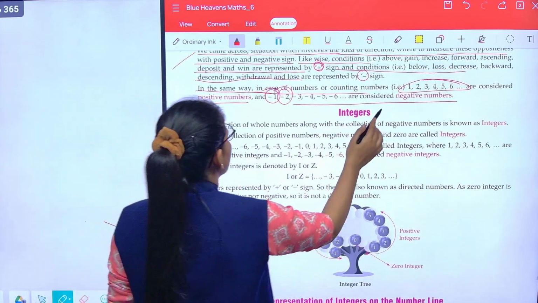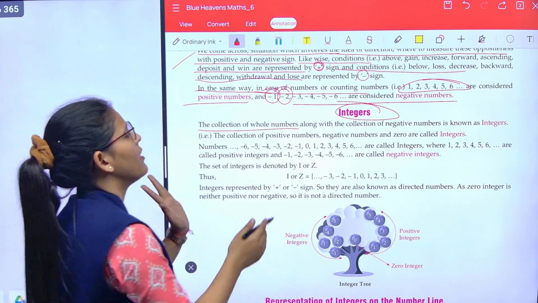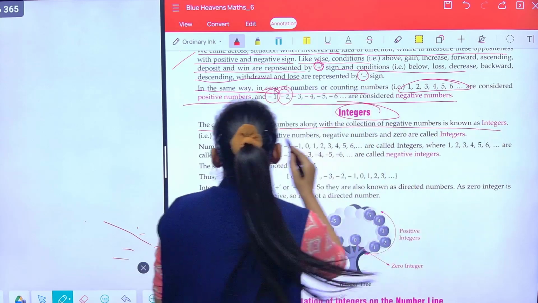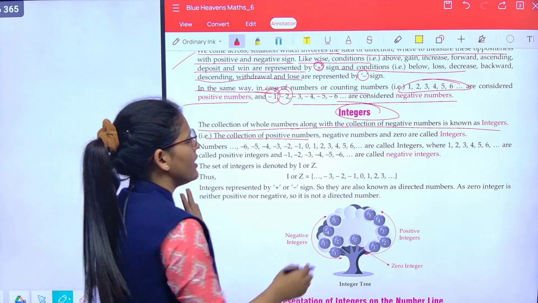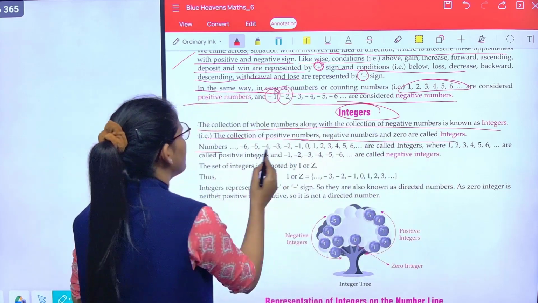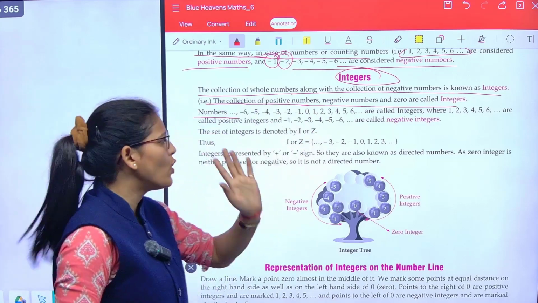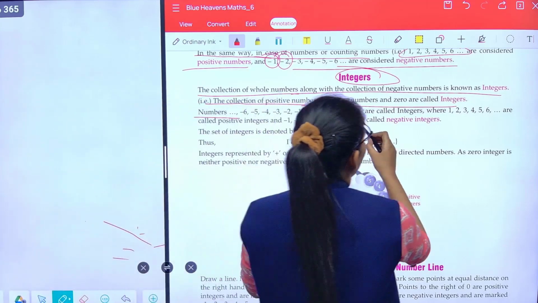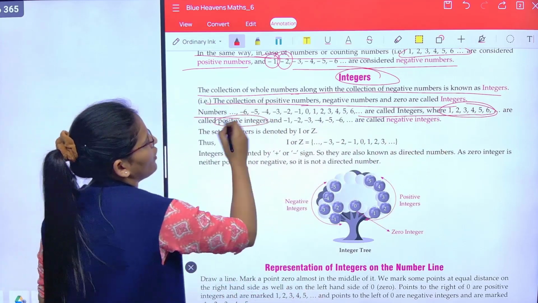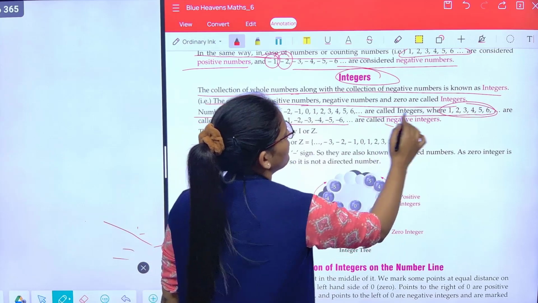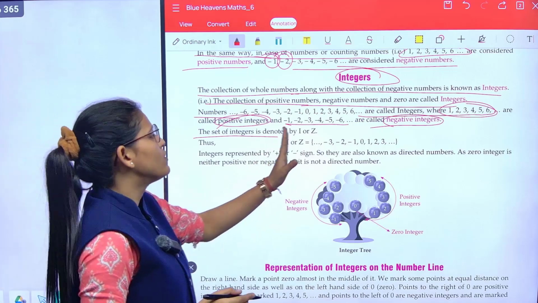Now class, integers: the collection of whole numbers along with the collection of negative numbers is known as integers. The collection of positive numbers, negative numbers and 0 are called integers. Now class, numbers like -6, -5, -4, -3, -2, -1, 0, 1, 2, 3, 4 and so on are called integers, where plus 1, 2, 3, 4, 5, 6 are our positive integers and those with a minus sign in front are our negative integers.